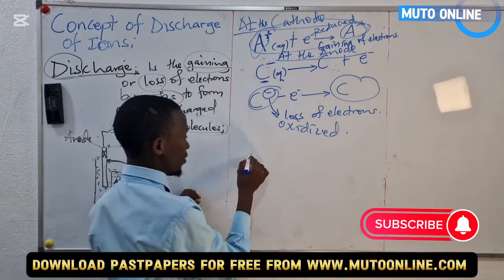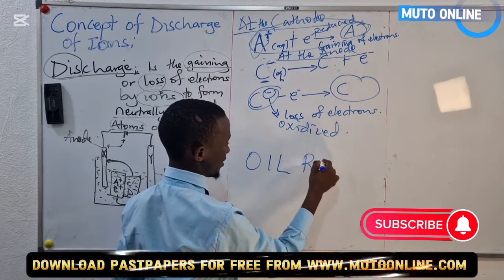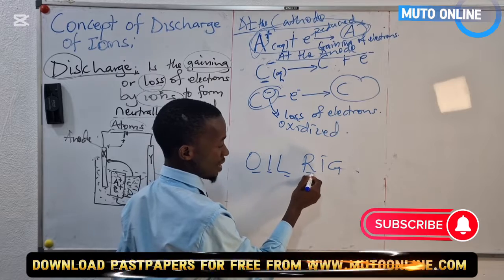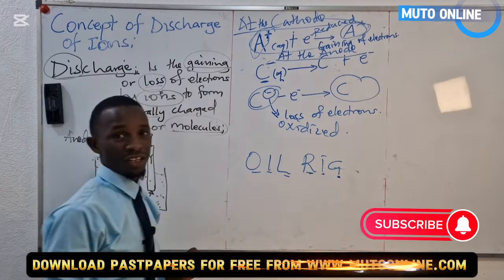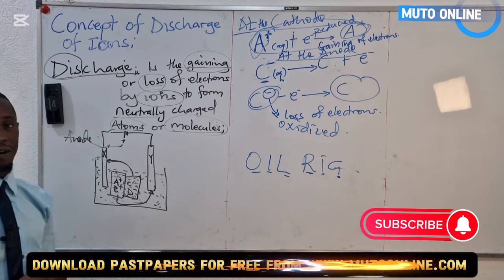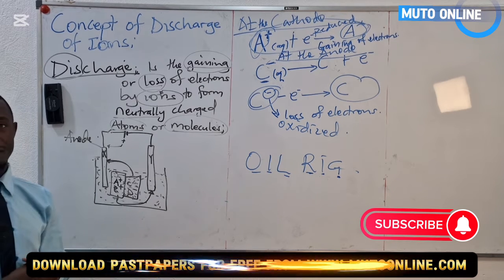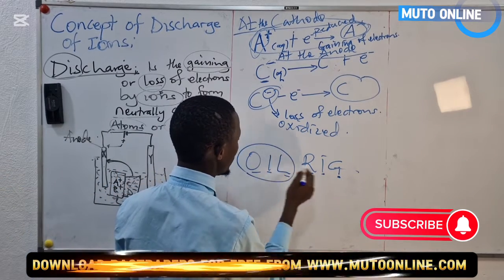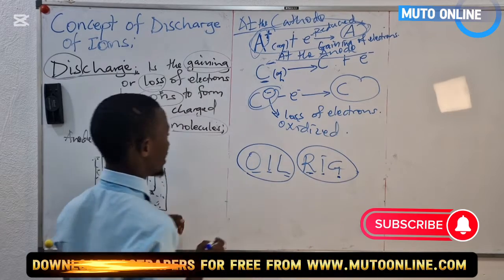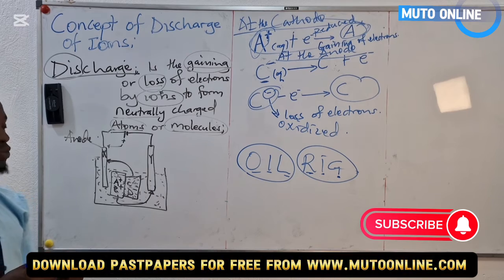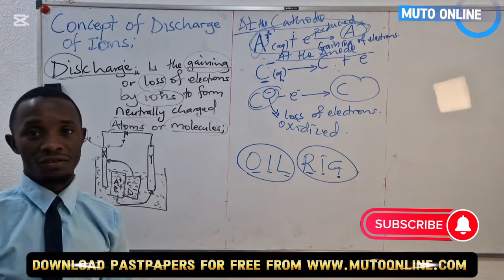Remember, oil rig. Oxidation is loss of electrons. Reduction is gain of electrons. You remember that abbreviation from the previous videos. To continue, I think we all know this. There are factors that determine the prevalence of discharge of these ions.